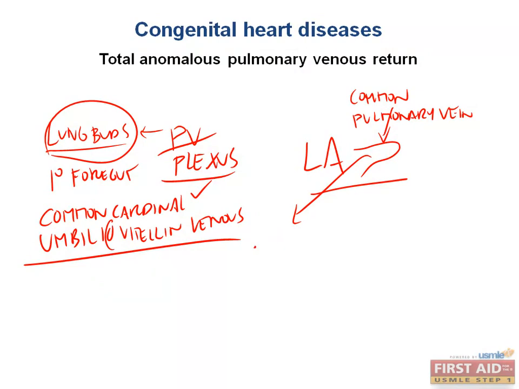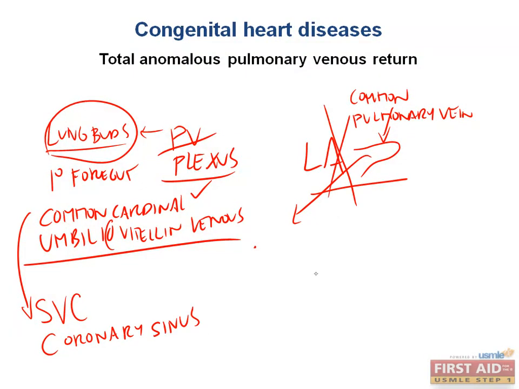So guess where the developing venous system drains? The developing cardinal venous system becomes the structures that drain into the right side of the heart. This means that the pulmonary venous plexus or pulmonary veins will develop and drain into the superior vena cava and the coronary sinus, because that is where they were initially connected to. They missed out on the little arm projecting from the left atrium, and the common cardinal and umbilico-vitelline venous system are part of this primary foregut, which is where our superior vena cava and coronary sinus develop into.